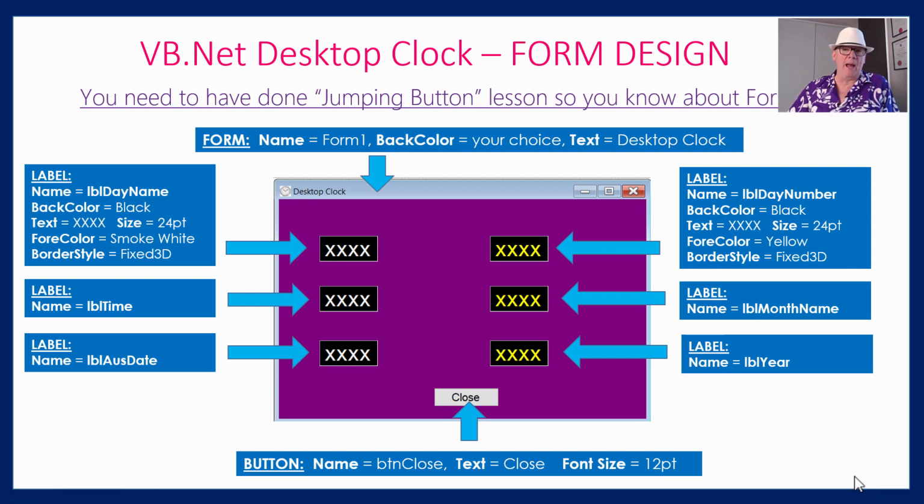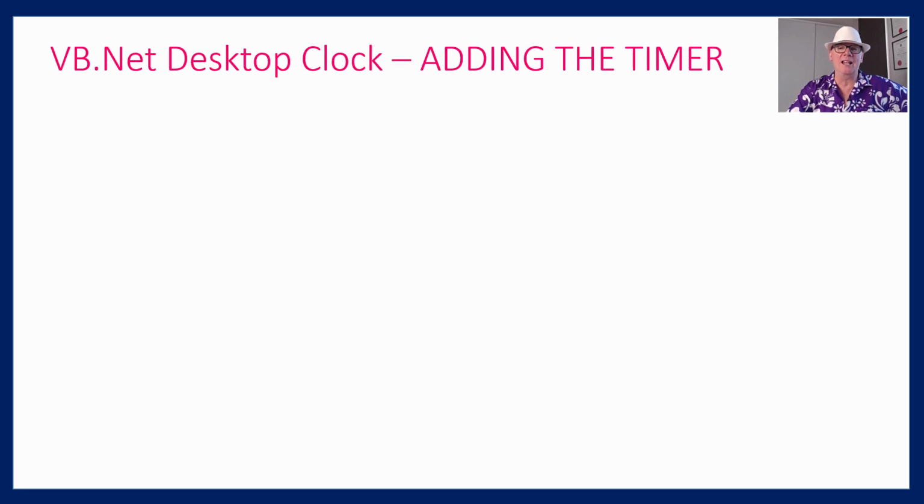Now, if you don't know what back color is and what fore color is and these other things we're mentioning here, that's because you've been naughty and you haven't done the jumping button program where we explain all that. So you must have a background in this first, and jumping button will give you everything you need to know to carry on to this lesson.